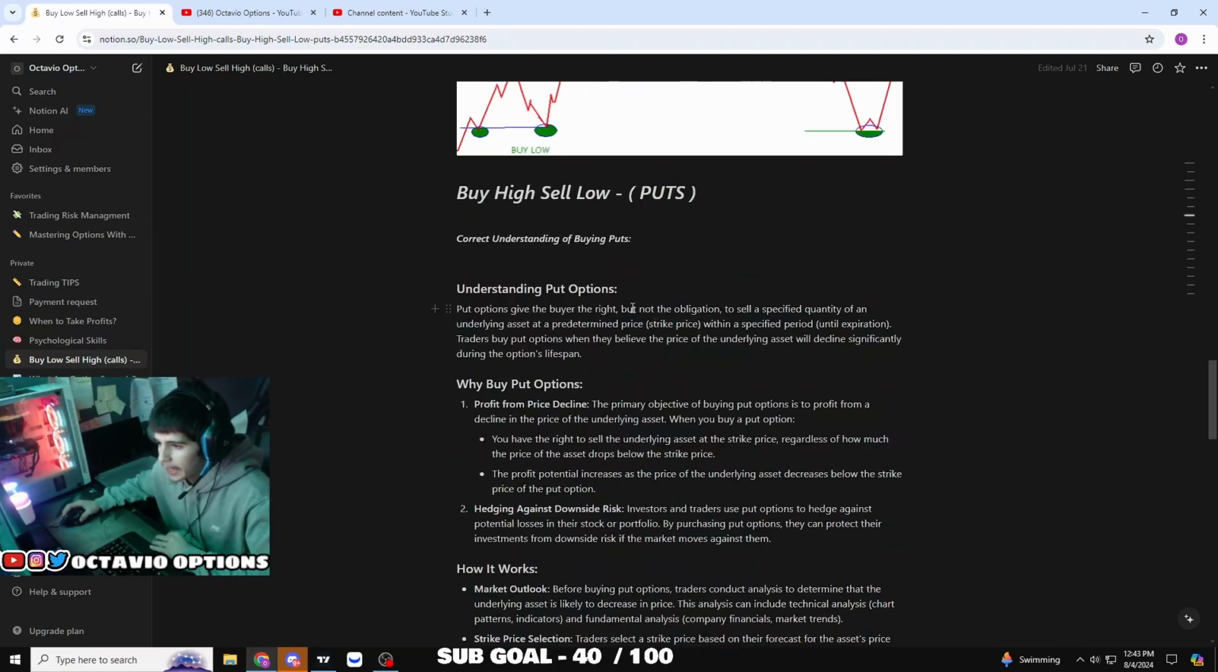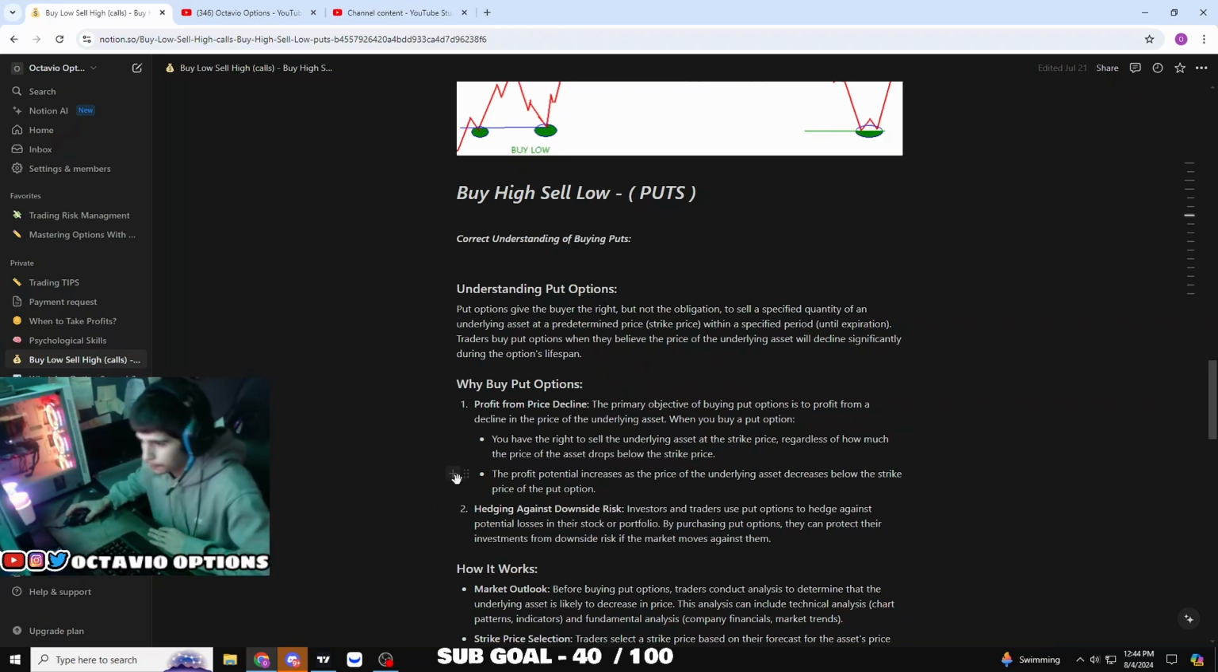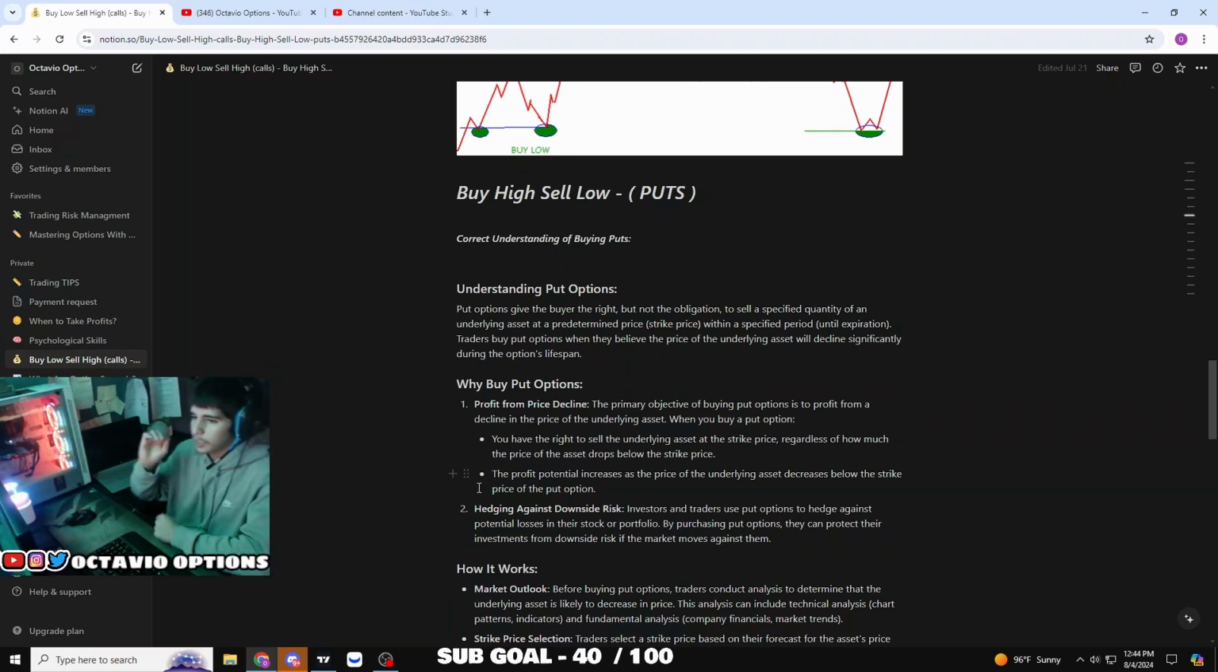Now, buying puts, understanding the put option, guys. Buying puts means expecting the asset to go lower than your strike price, collecting that premium. Put options give the buyer the right, but not the obligation, to sell a specified underlying asset at a predetermined strike price within a specific period until expiration. Traders buy put options when they believe the price of the underlying asset will decline significantly or just go down for a little bit during the option lifespan.